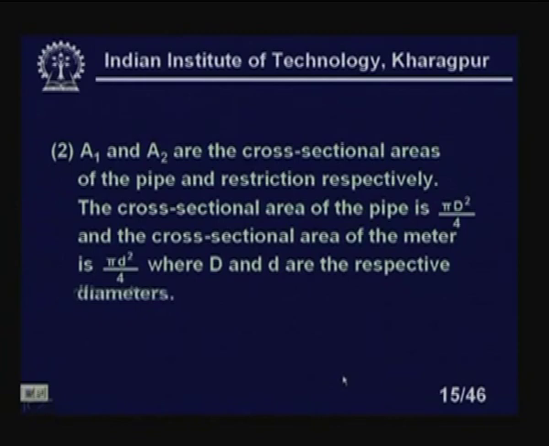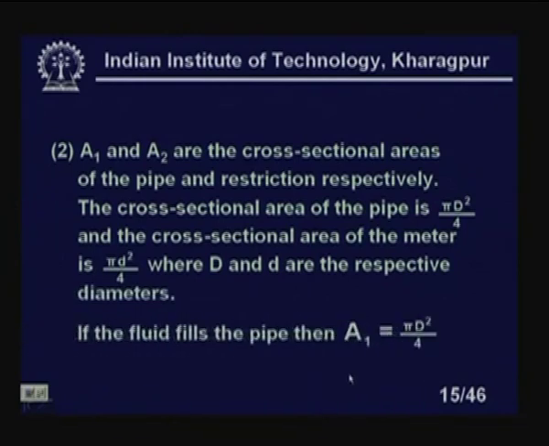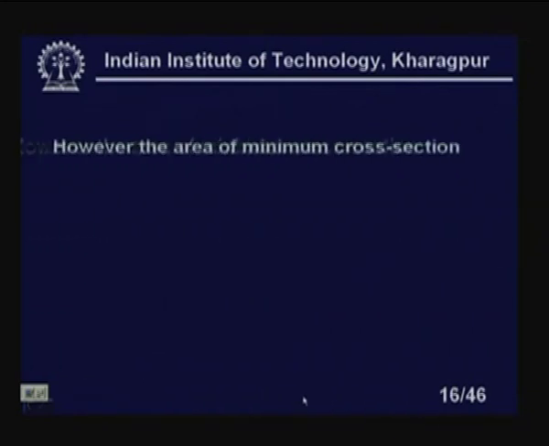Number 2, A1 and A2 are the cross sectional areas of the pipe and the restriction respectively. The cross sectional area of the pipe is pi d square by 4, obviously, and the cross sectional area of the meter, orifice meter or venturi meter, is pi d square by 4, where capital D and small d are the respective diameters. That means internal pipe diameter, and the diameter of the orifice or the throat diameter of the venturi. If the fluid fills the pipe, then A1 equals pi d square by 4.